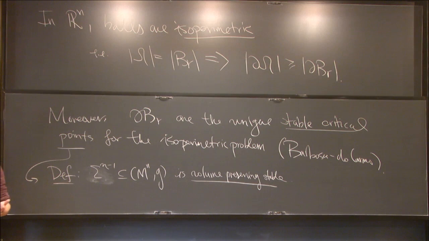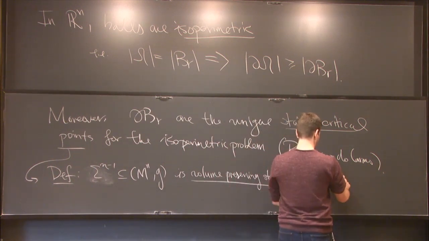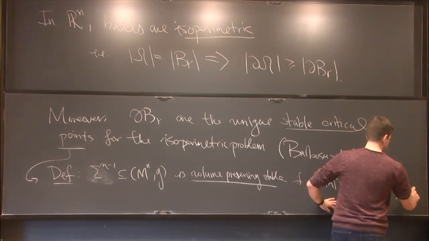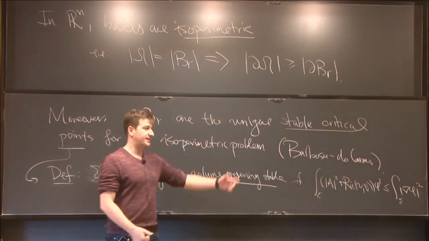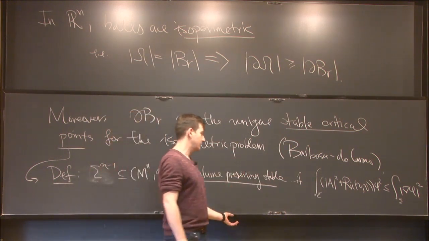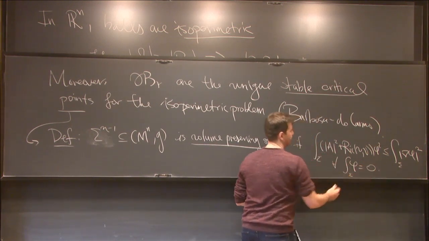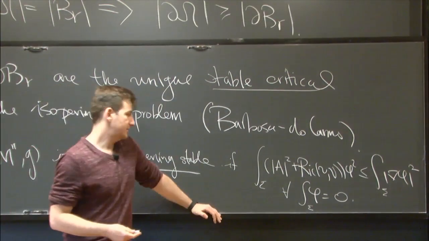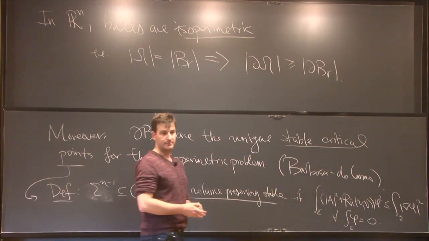And so, okay, there's a bit of a disagreement in the literature. Some people would just call this stable. I call it volume preserving stable, if you have the usual stability inequality. This says area doesn't decrease to second order, but you restrict to functions which have average zero on the boundary, and this is like requiring the volume is fixed. It's not immediately obvious, but it's not too hard to show that this is the same as this.